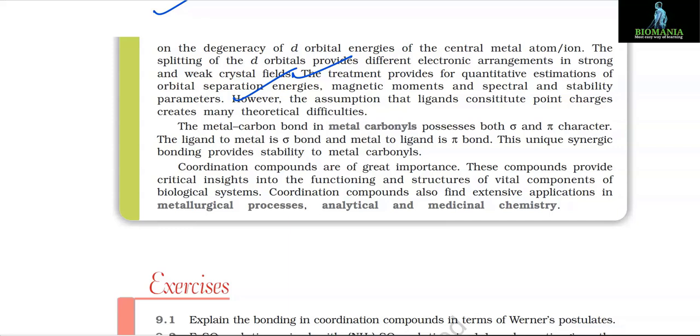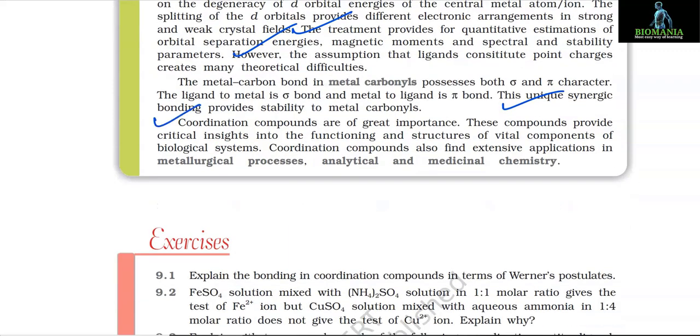The metal-carbon bond in metal carbonyls possesses both sigma and pi character. The ligand to metal bond is sigma and the metal to ligand bond is pi. This unique synergic bonding provides stability to metal carbonyls. Coordination compounds are of great importance. These compounds provide critical insights into the functioning and structure of vital components of biological systems. Coordination compounds also find extensive applications in metallurgical processes, analytical and medicinal chemistry.